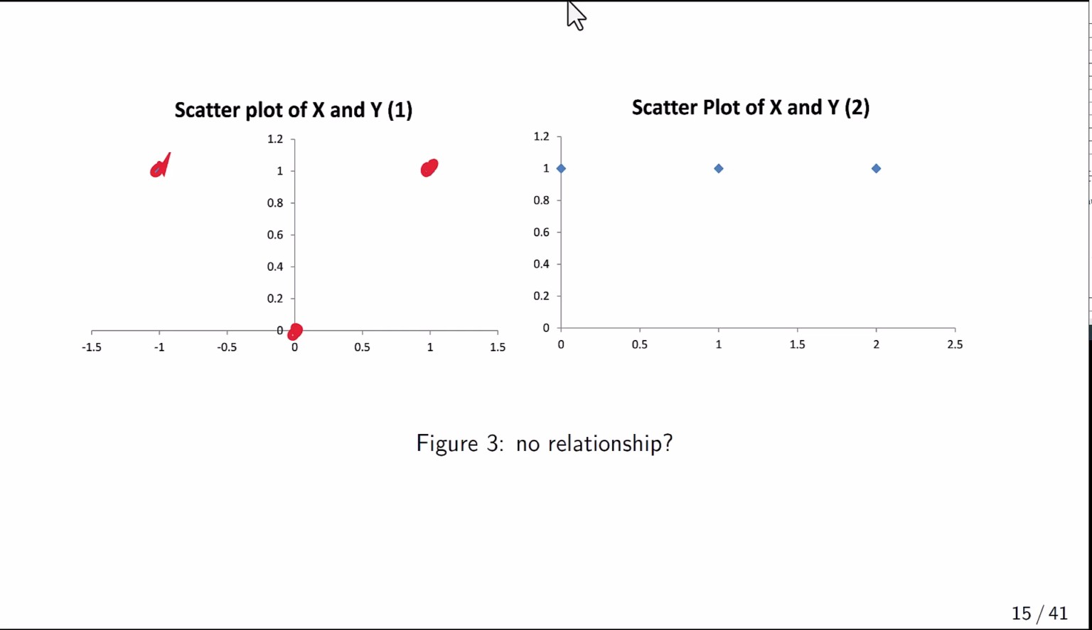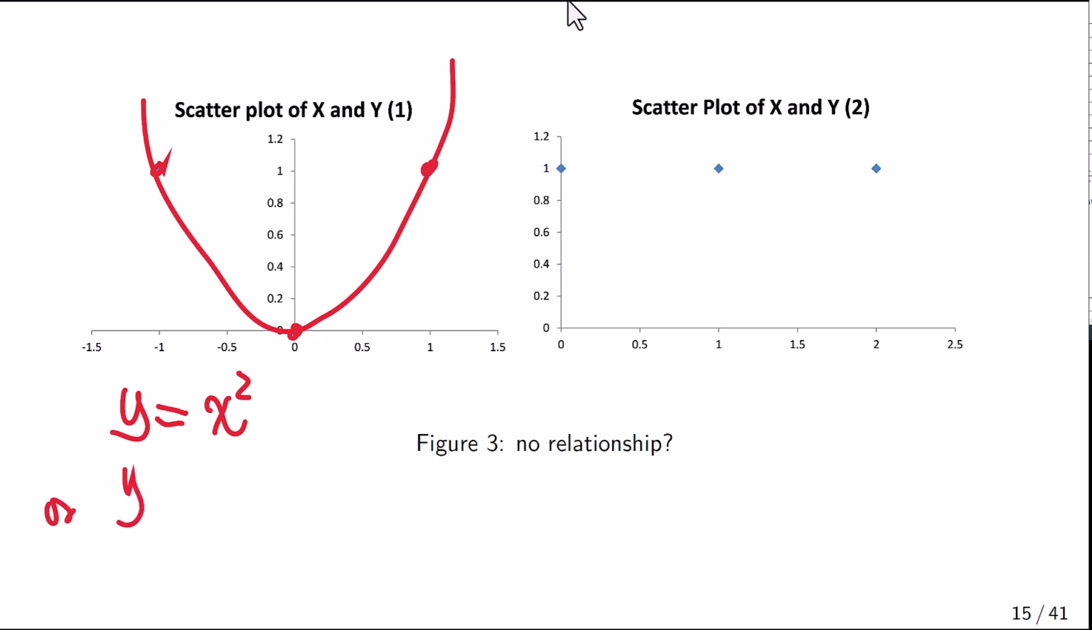It's really hard. Okay, so actually the relationship between y and x is like what? Y equals x squared, right? You can see, or y equals absolute value of x, which is like this. Okay. What does this mean? So the relationship between y and x actually is not linear, right?